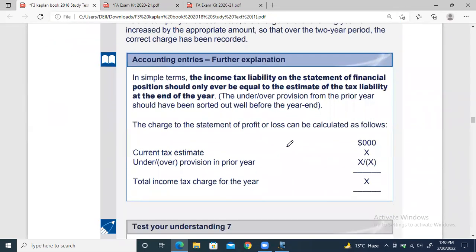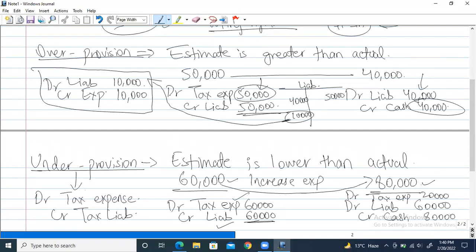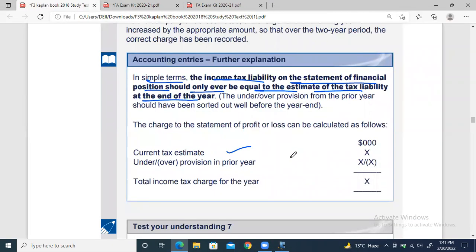Okay, so finally, as you can see over here, this is the calculation. In simple terms, the tax liability on the financial position should only ever be equal to the estimate of tax liability at the end of the year, right? So for calculating the actual tax liability, we do estimate plus or minus any over or under provision, right? You can see that in the estimate, we minus the over provision, because in over provision, remember, we decrease the expense, right? You see over here, in over provision, we are decreasing the expense, credit expense. That's why over provision is minus from the estimate.